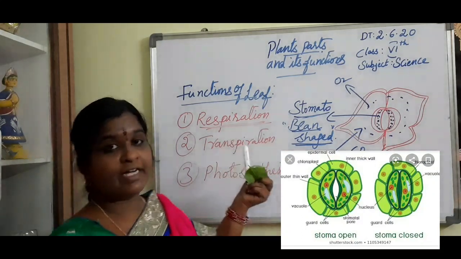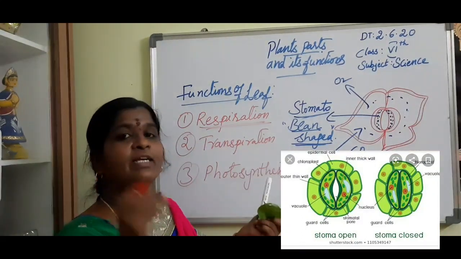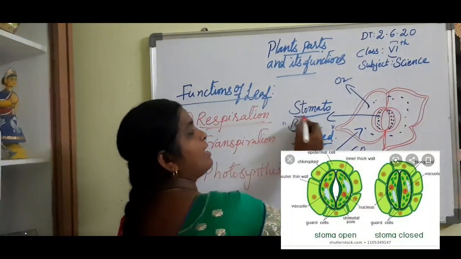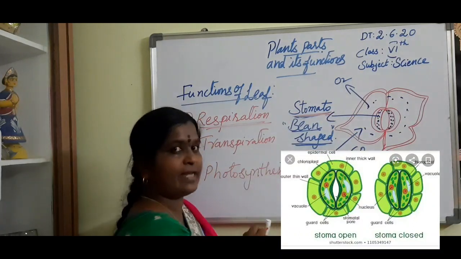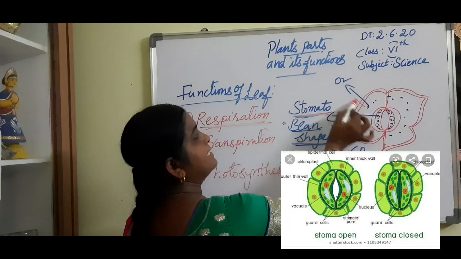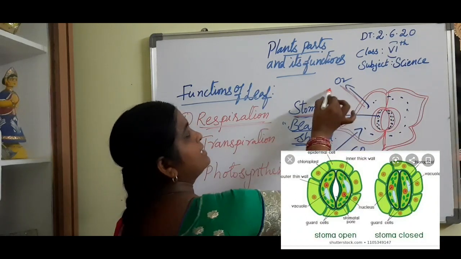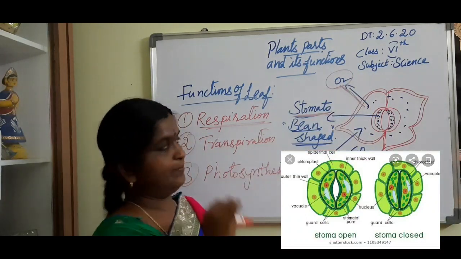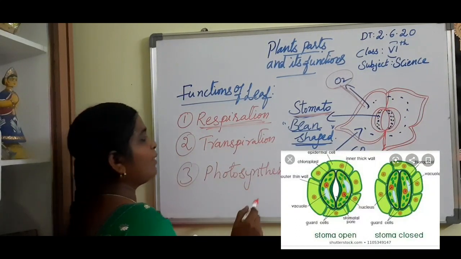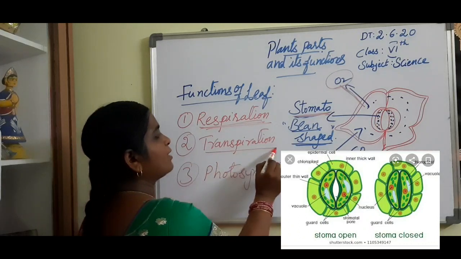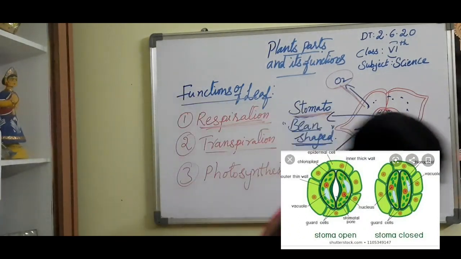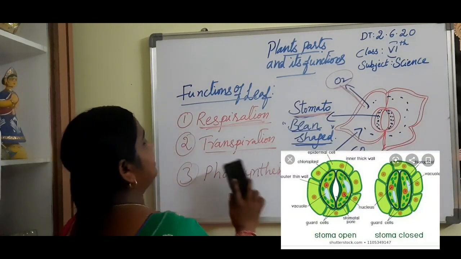The leaf breathes with the help of a special structure called what? Tell me. Stomata. This stomata acts in the exchange of gases. That means it takes in carbon dioxide and releases a gas useful for all organisms. This one is what? Tell me. Oxygen. So this is respiration. And the next one we are going to discuss is what? Tell me. Transpiration. So let us discuss transpiration.